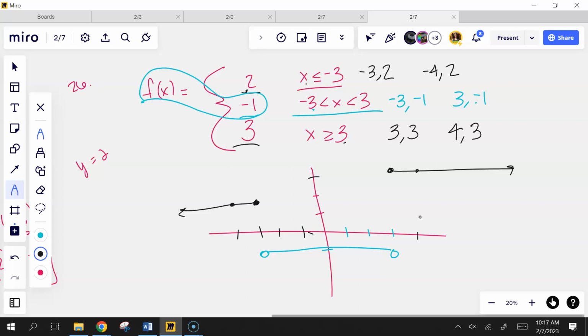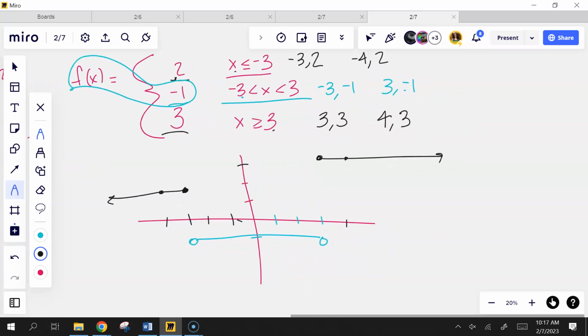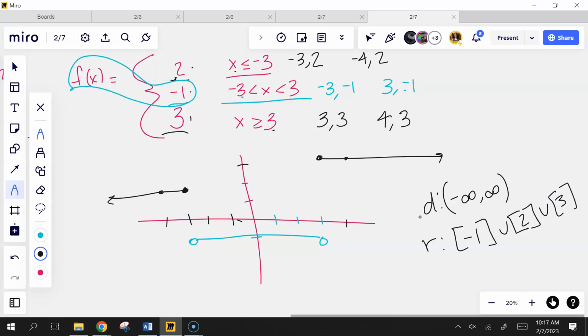How about domain here? Left to right. Range is a little bit harder because the range is just 3 numbers and only 3 numbers. So if I want to think about interval notation, y can only be one of 3 things. y can be -1, it can be 2, or it can be 3. That's it. There are no other values y can be. So what I would do is start with the smallest, -1, 2, or 3. The range just has 3 values in it, and that's it.